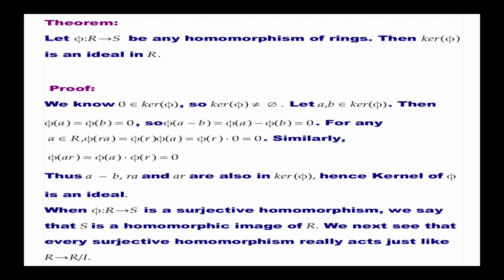Thus, A minus B, RA and AR are also in the kernel of phi. Hence, the kernel of phi is an ideal. When phi from R to S is a surjective homomorphism, we say that S is a homomorphic image of R. We next see that every surjective homomorphism really acts just like R to R by I.